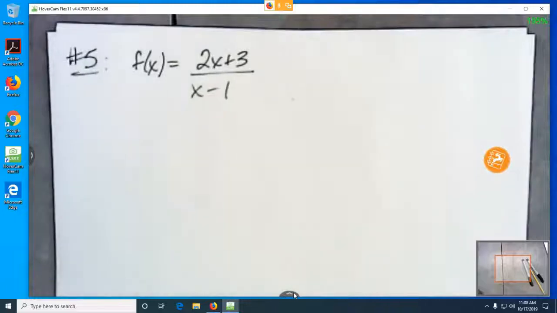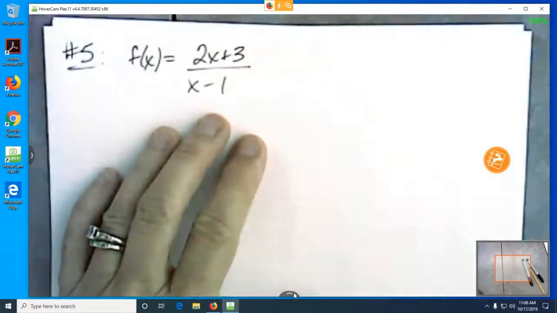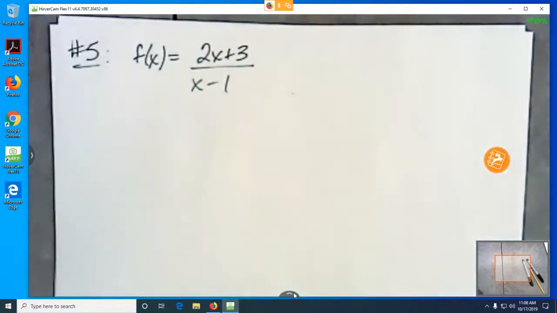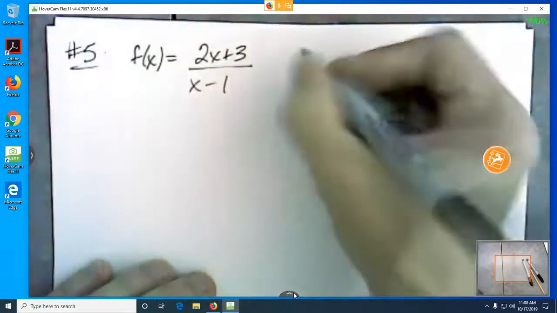Okay, so for this one, the first thing it asked you was to find the domain and the range. And this one, it's not too hard to find the domain. The range is a little bit harder. So one way you could have done this is, if you found the inverse, then you could find the domain of the inverse, and that would be the same as the range of this one. So for now, let's just look at what the domain of this would be.